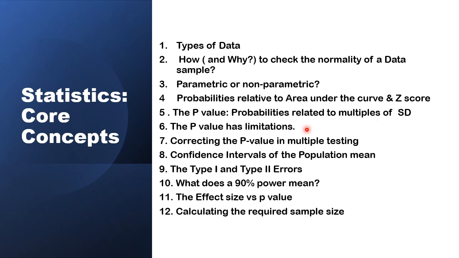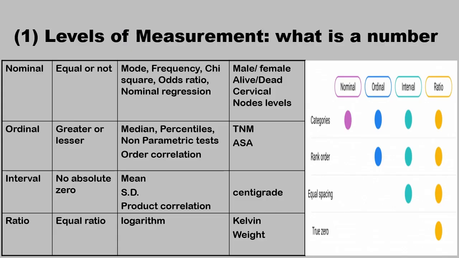p-value and its limitations, and how to correct the p-value in multiple testing, and then the confidence intervals and the population mean, the type 1 and type 2 errors, and what does it actually mean a 90% power of a study, and the effect size versus using the p-value to test for a significance of a result, and finally calculating the required sample size. Just to summarize the 4 types of numbers, start with the nominal.